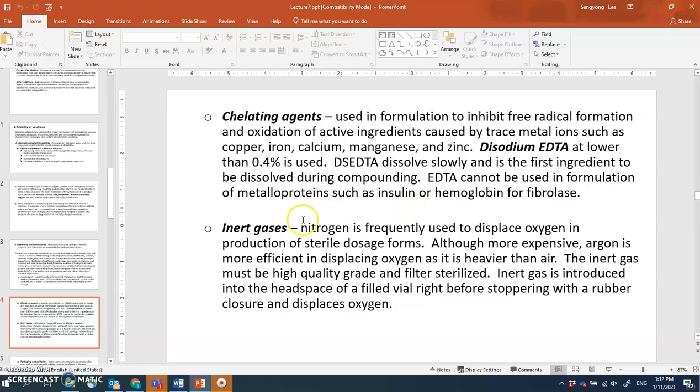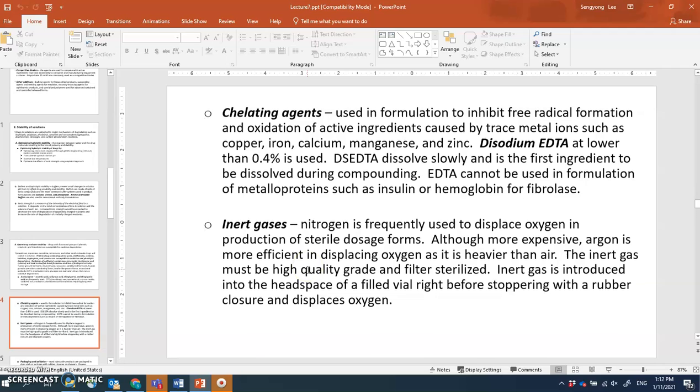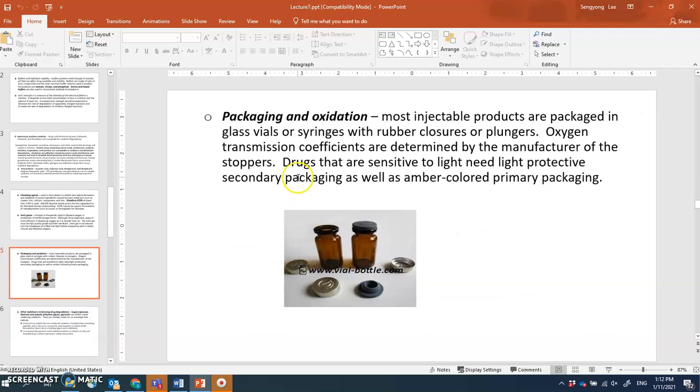Makes sense. Inert gases: oxygen is the source of oxidation. So instead of oxygen, you can fill your drug vial with inert gas. That's what we talked about before. Packaging and oxidation. So brown bottles are good if your drug is susceptible to photolysis, blocking the strong light. It could be effective. And then if oxygen is transmitting through your primary container, that's probably not good. So sealing should be well done.